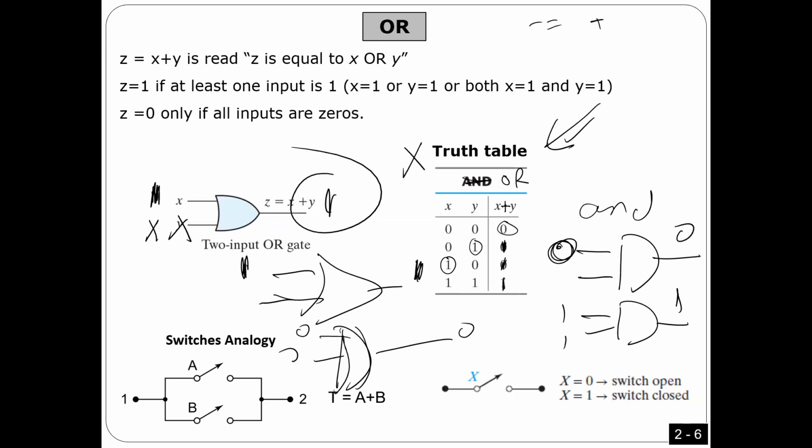If I want to use this logic to make an analogy, it's going to be something like parallel switches this way. To connect point A to 2, it's enough to have one switch closed. If two switches are closed, that's more than what I need. At least one of them should be.